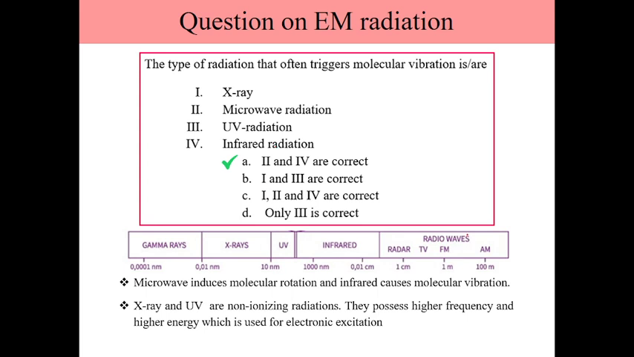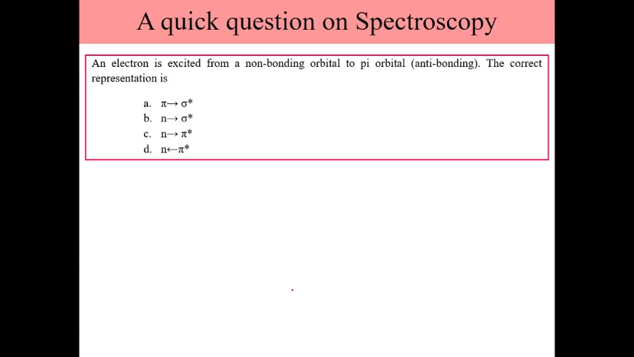So yes, they have given the entire spectra, and from the spectra you can find out that these are the ionizing and non-ionizing radiations, and therefore they are going to cause this. So microwave induces molecular rotation and infrared causes molecular vibration, right? So molecular vibration is triggered by mostly infrared and also microwaves, right? So the next question, this is a very simple question.